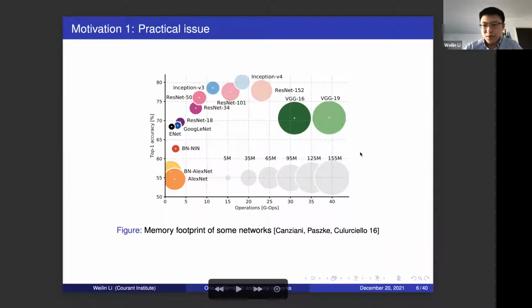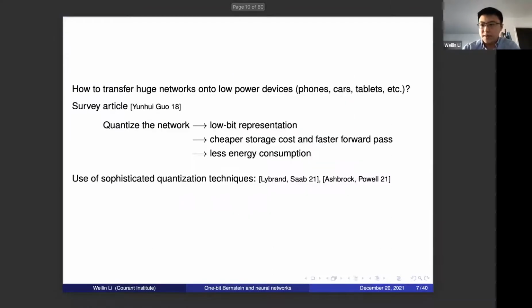Well, we don't want to only use these networks on these state-of-the-art computational machines. I mean, eventually we would want to port these onto phones or cars. And these things are clearly of interest because if you can have a network on a phone, then this will completely change the way in which people live their lives.